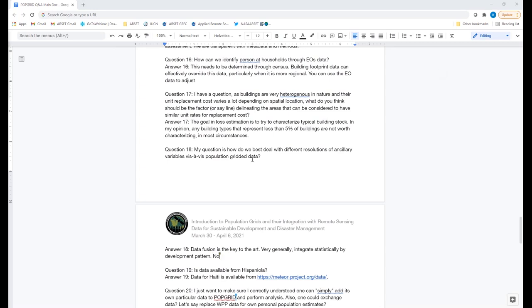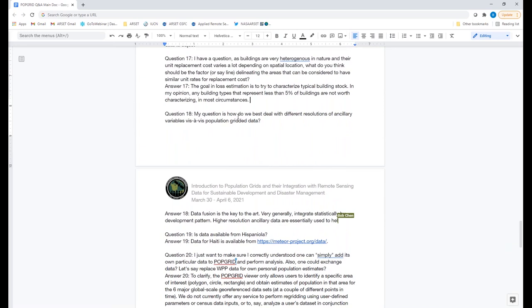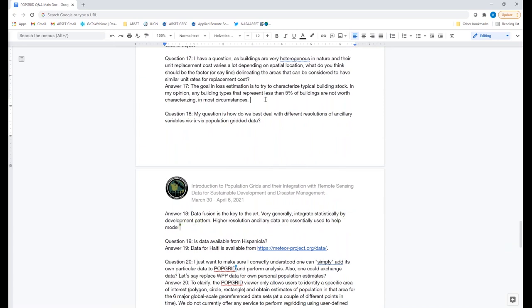Great. So question 17, as buildings are very heterogeneous in nature and their unit replacement cost varies a lot depending on spatial location, what do you think should be the factor delineating the areas that can be considered to have similar unit rates for replacement cost? Yeah, I could talk about this for several hours. It gets to the nub of the matter. The important thing is to keep in mind that you're really trying to characterize the majority of buildings. If you have too many forks in your statistical model, to break out from each individual cell, for example, then you quickly get to a condition where you've got more forks than buildings. And when you start to run a Monte Carlo analysis, you're just generating noise.